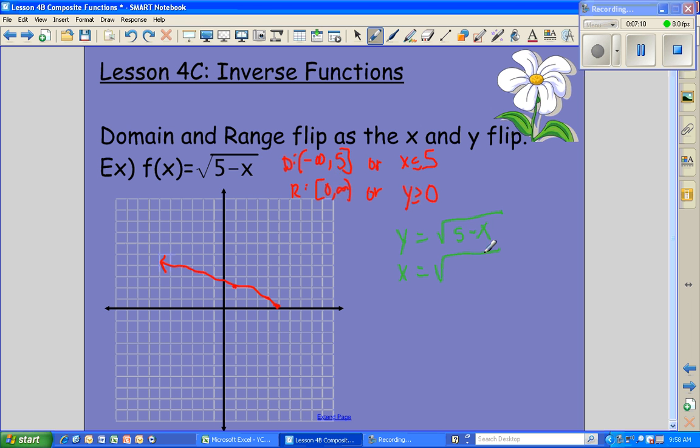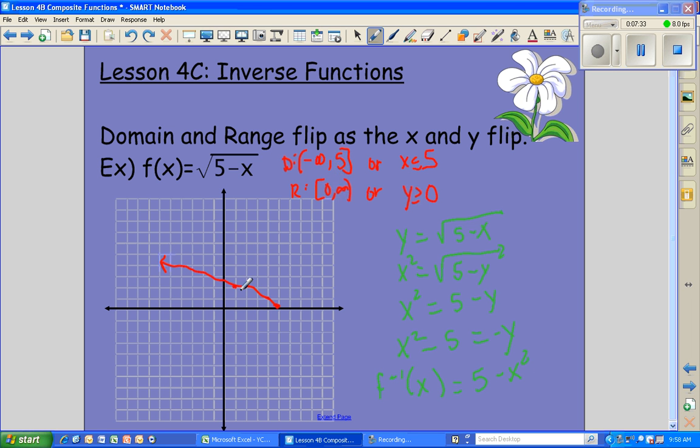X equals the square root of 5 minus y. We're going to square each side. X squared equals 5 minus y. So I'm going to get x squared minus 5 equals negative y. So our inverse is going to be 5 minus x squared.